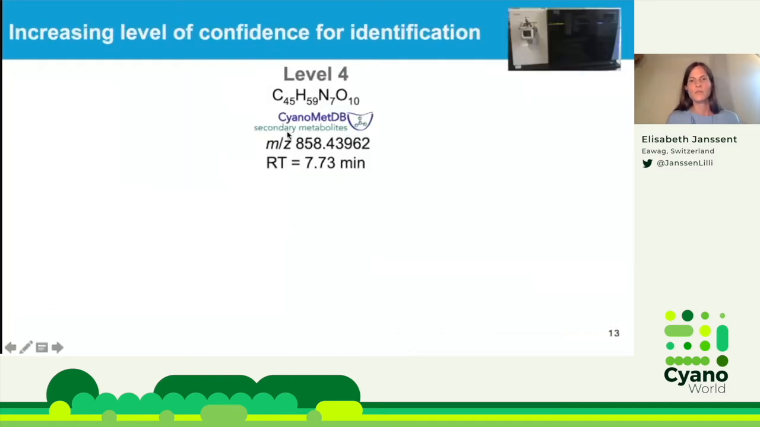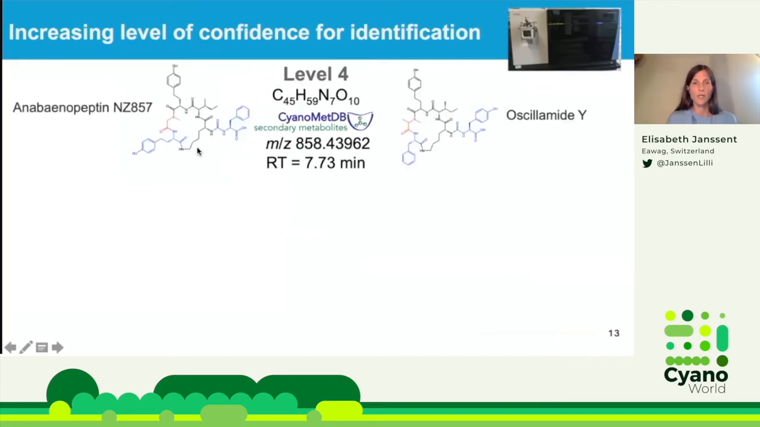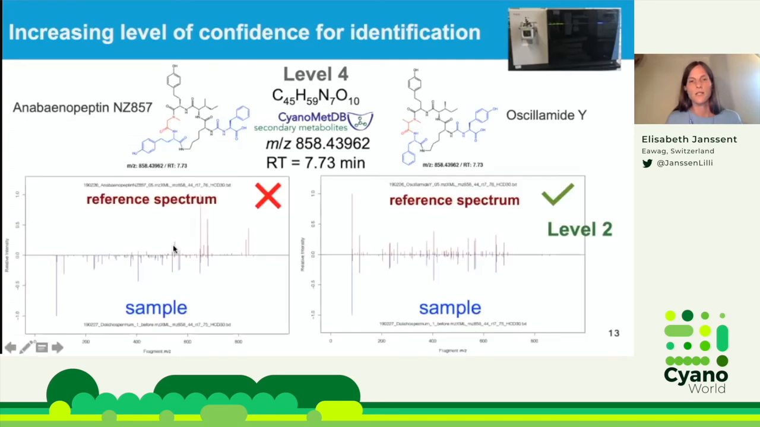So for example, if we have this mass-to-charge ratio identified as a feature in our LC-MS run, CyanoMetDB can help us look at what compounds might have this molecular formula in the database. So in this case, we have two very similar anabaenopeptins that really just vary in some parts of the colored part of the molecule that I highlighted. And if you have a comprehensive database of reference spectra, you would compare your MS2 spectra from your sample to that data you can access in a database. So on the bottom here, this would be the MS2 spectrum of a sample. So that would be the same on the left and the right graph.